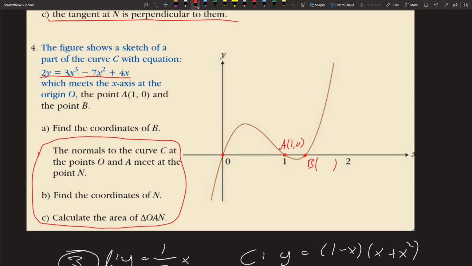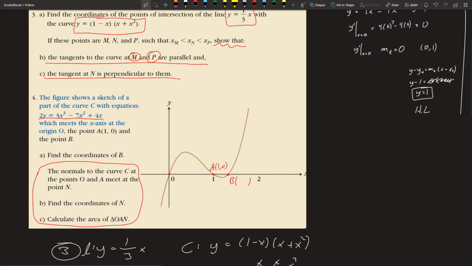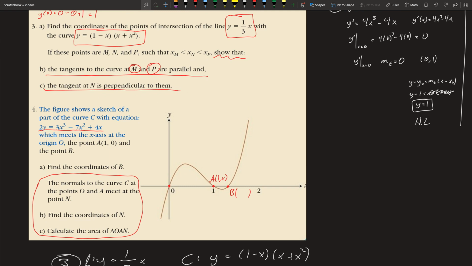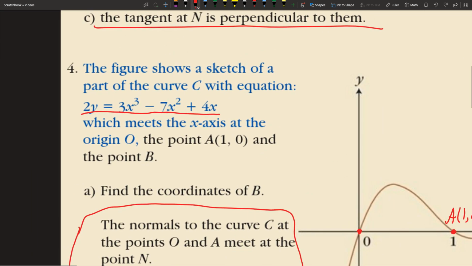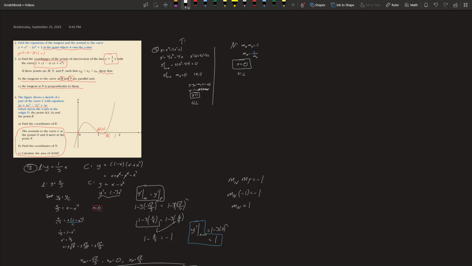So what we have to do, we need to find the coordinates of point B. They gave us this curve, 2y is equal to that, and then it meets the x-axis, right? So we need to find the x-intercept, or the roots of the function. How do we do it? Let's first solve for y, because this is given to us in a pretty strange way, right? They said 2y is equal to that expression. Let's solve for y. So I'm going to do it here. So this is question 4a.